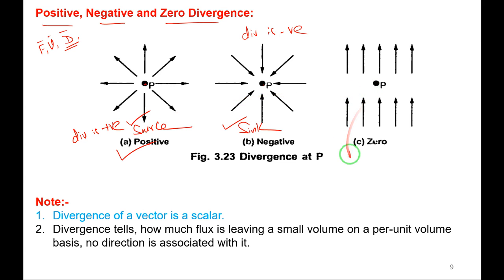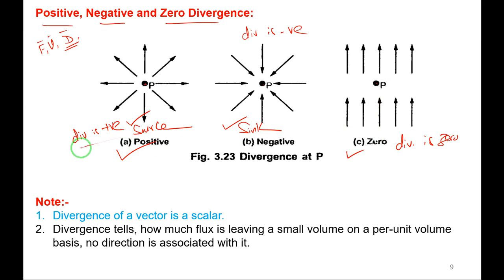And you can observe the third case. At point P, the amount of field lines entering the point P is equal to the amount of field lines leaving the point P. So the divergence at point P is 0 because the total amount of field lines entering is equal to the total amount of field lines leaving point P. Hence the divergence is 0 in the third case, right?